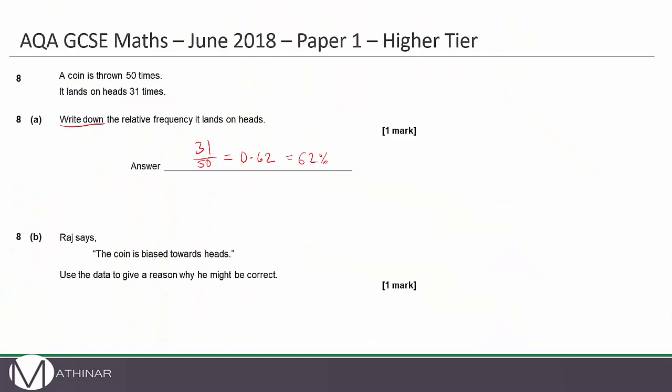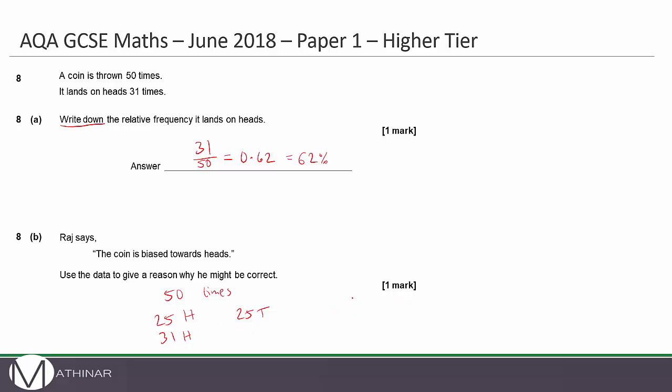Part B. Raj says the coin is biased towards heads. Use the data to give a reason why he might be correct. So if it was a fair coin, we would expect to get... So if we threw it 50 times, if the coin was fair, then you would expect 25 heads and 25 tails. Since we got 31 heads, 31 heads is considerably more than 25. So it is likely that the coin is biased towards heads.